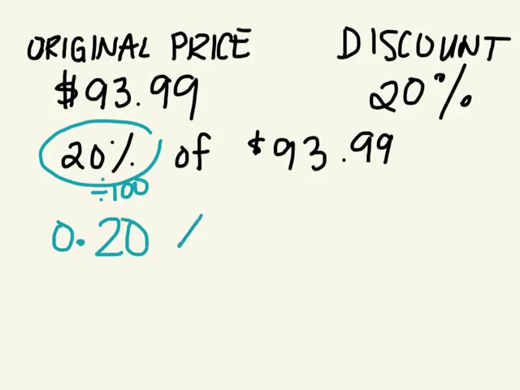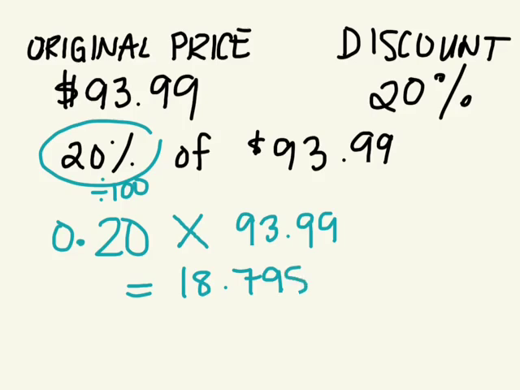Of means multiply, and we're going to multiply by the original price. What does that equal? 18.798. Obviously, you wouldn't go to a cashier and she would ask you for 0.798 cents, right? We eliminated the penny, so what would this be rounded to approximately? $18.80 approximately.